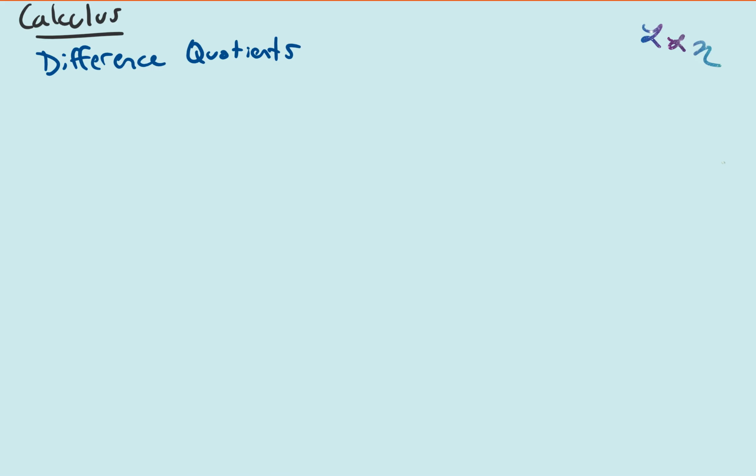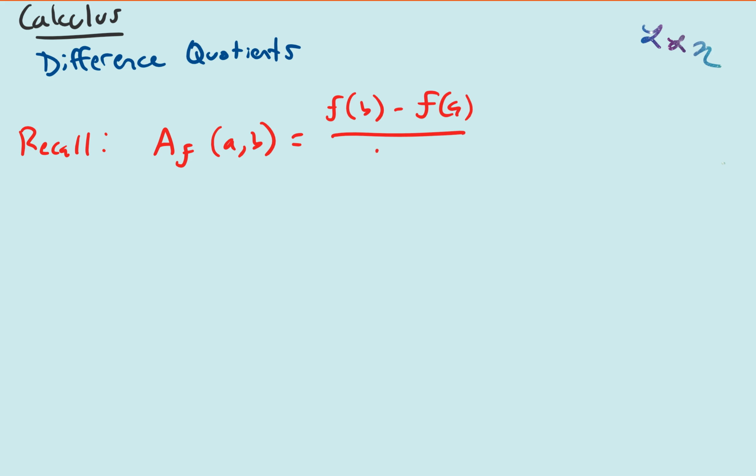Hello, and in this video we're going to continue our discussion of average rate of change by introducing this concept of a difference quotient. So recall, in the past video, we defined the average rate of change of a function f on an interval a comma b to be equal to f of b minus f of a divided by b minus a. So what exactly is this number capital A?